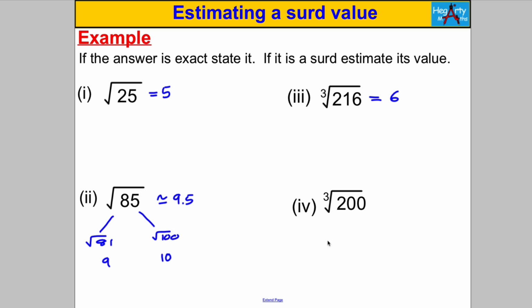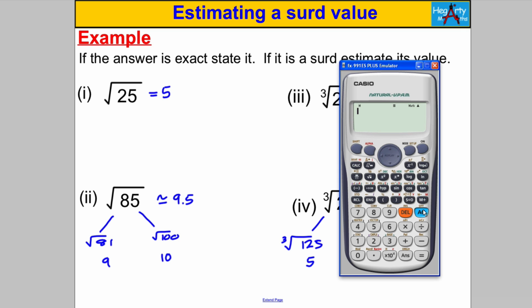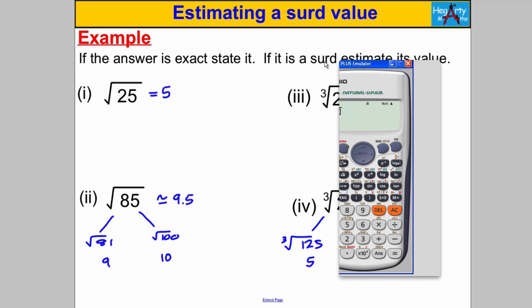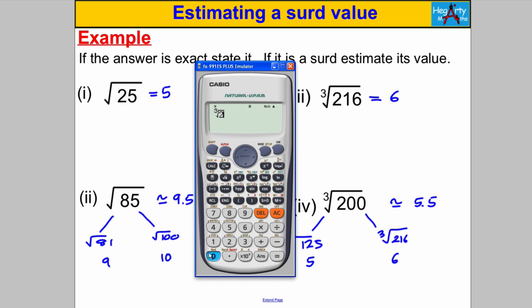And what about the cube root of 200? Well, if we know our cube numbers, that's in between the cube root of 125 and the cube root of 216. The cube root of 125 is 5, the cube root of 216 is 6, so I'm going to guess halfway between them, about 5.5. Tap it on the calculator and see how close I am. The cube root of 200, 5.8, not too bad at all.